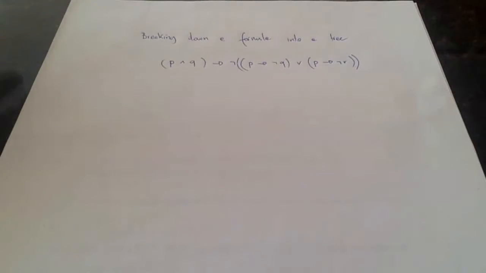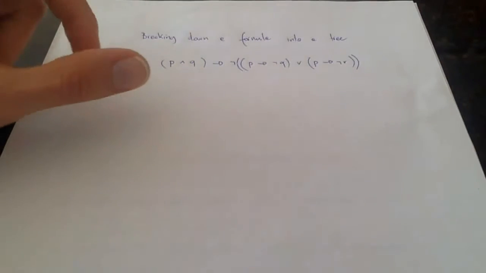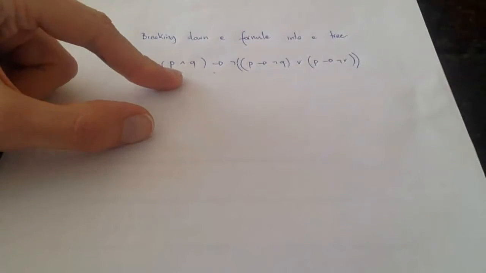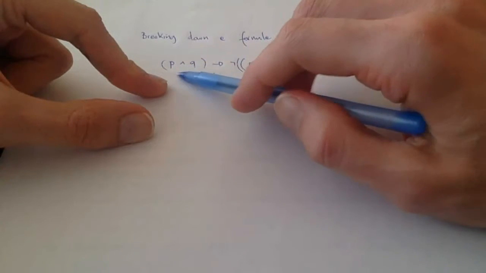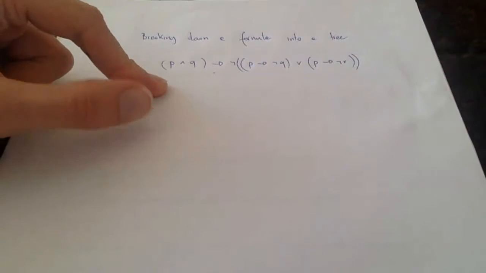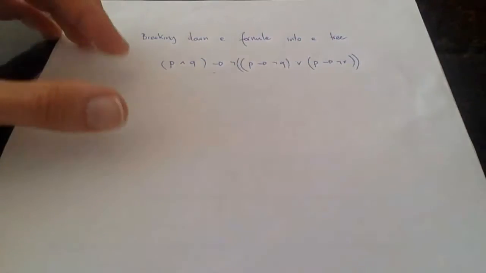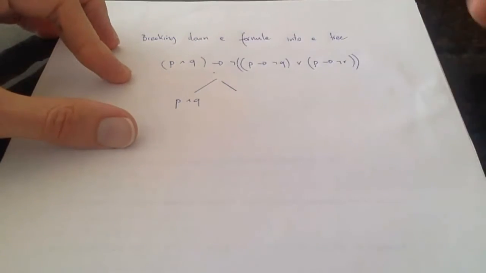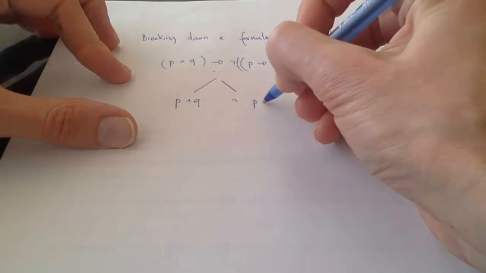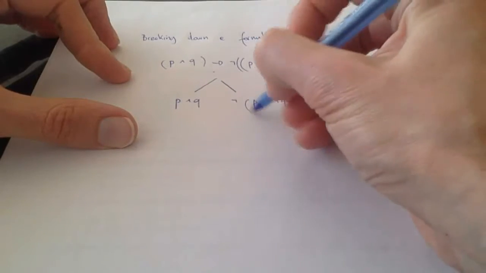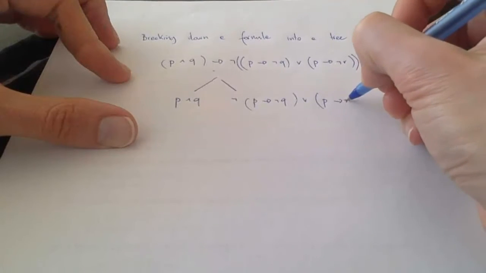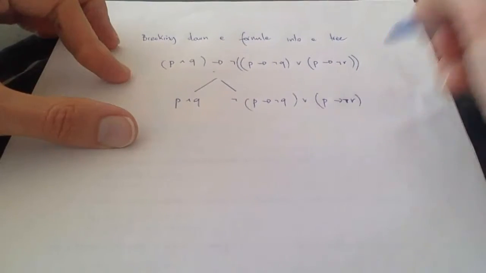First thing we need to check is what is the main connective of this formula. And you can see that the main connective of this formula is the arrow right here. The arrow right here connects whatever comes on the left-hand side of the arrow to whatever comes on the right-hand side of the arrow. So we can break this down into two, and we have P and Q on one side, and then not (P implies not Q, or P implies not R).